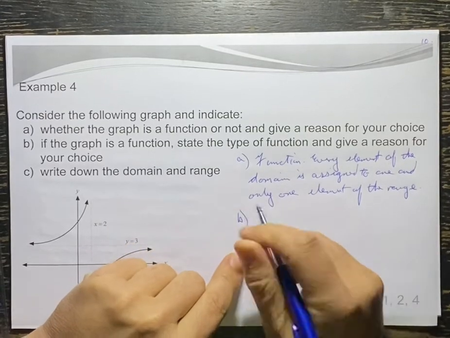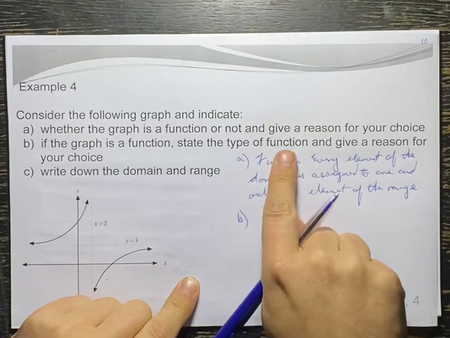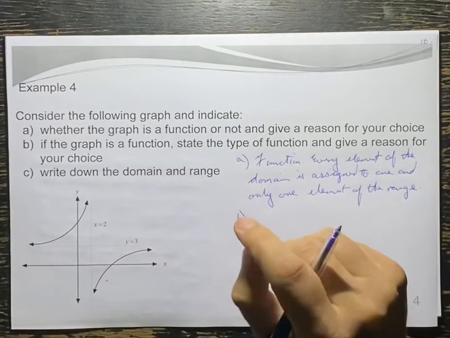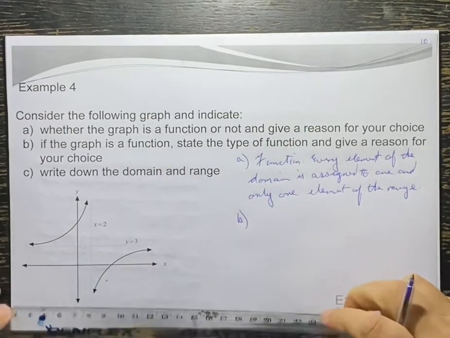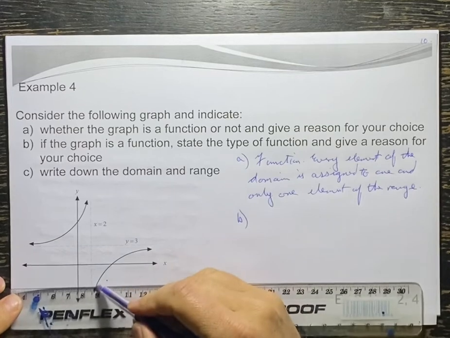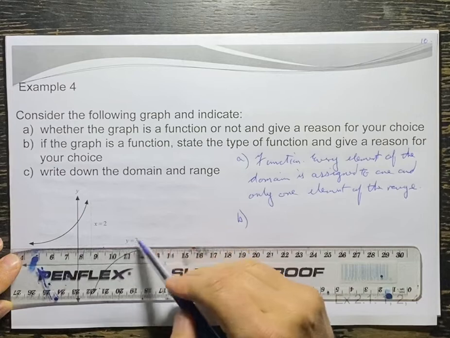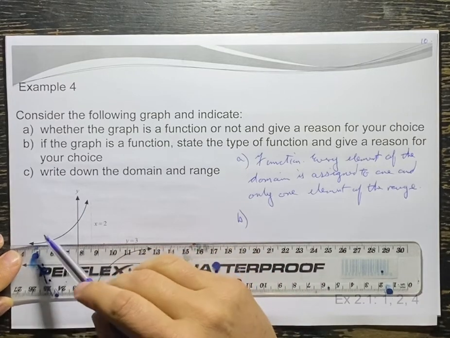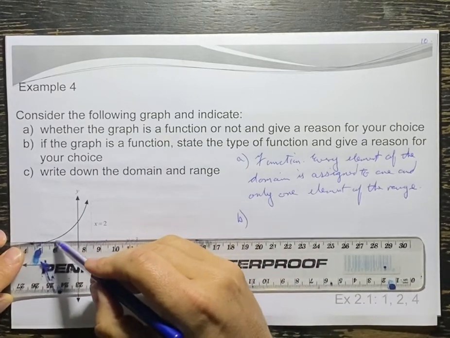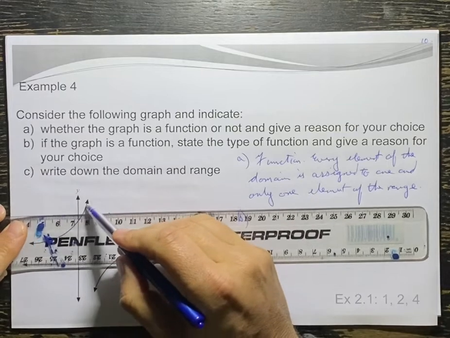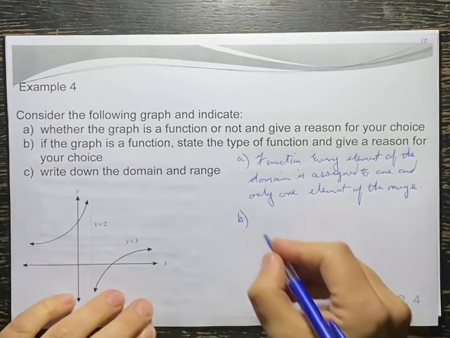Question B. If the graph is a function, state the type of function and give a reason for your choice. Do the horizontal. Start down here and you can see that it is cutting the graph only once as I move along there. We skip this value because that's an asymptote, go to the next arm, and you can see there it's cutting only once. So this is a one-to-one function.